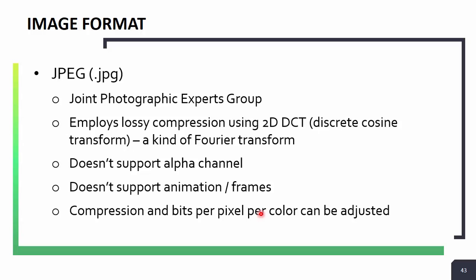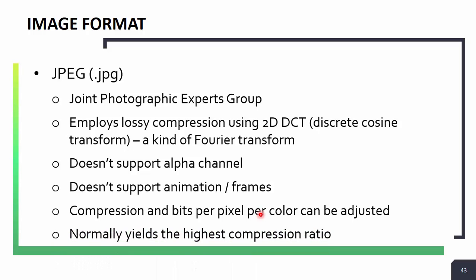Normally, you can see this when you export an image from Photoshop or Photopea. You can specify how much compression you want. More compression, the image becomes more blurred because less data has been saved. If you want a high quality picture, you need a lower level of compression. So if you are looking for the image format that gives the highest compression ratio, JPEG is the choice because this is the one that's actually designed for compression.